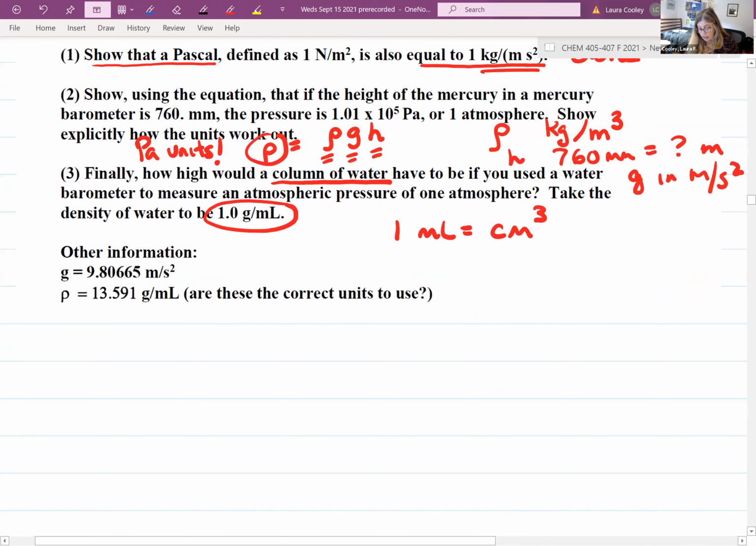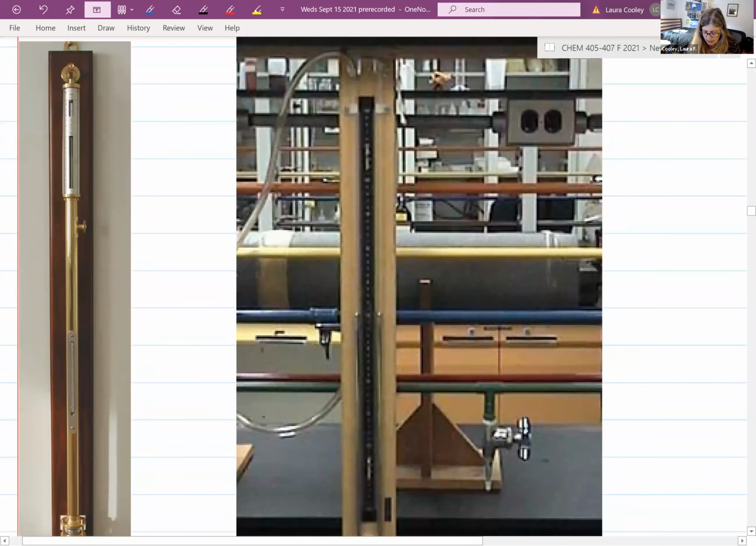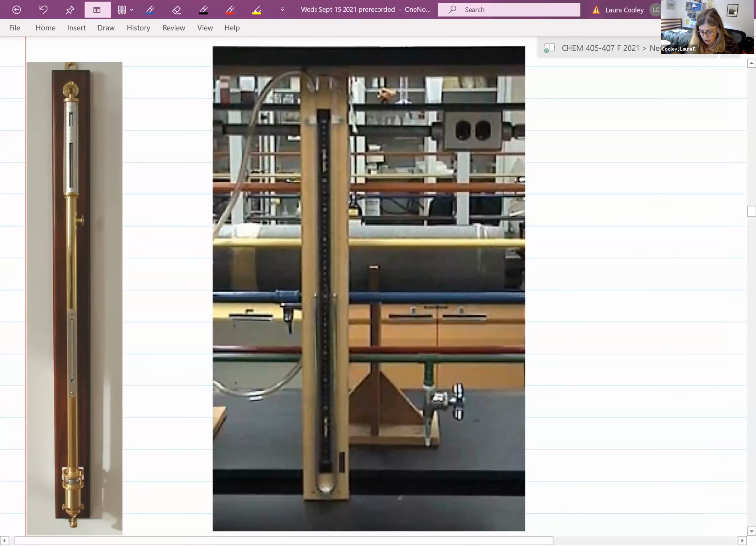Okay, so moving on. This is how you measure barometric pressure. I already showed you this. This is a Torricellian barometer. But what if you have a sample of gas in the lab? What I'm showing you here is a manometer.